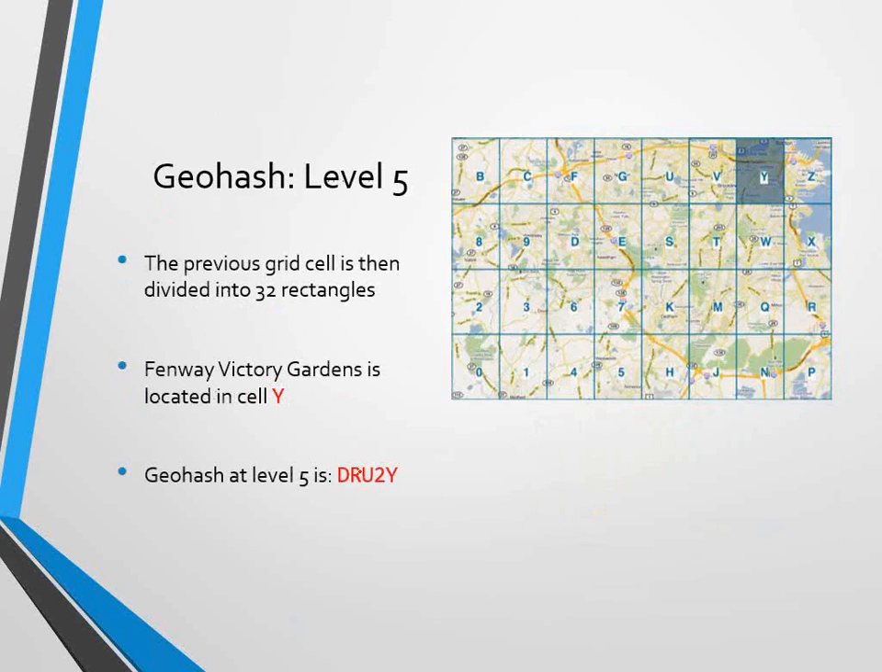For this index, we're only indexing down to level 5. So this is the last grid in this indexing process. And in this case, our location is in grid Y. So for Fenway Gardens, our geohash is DRU2Y.